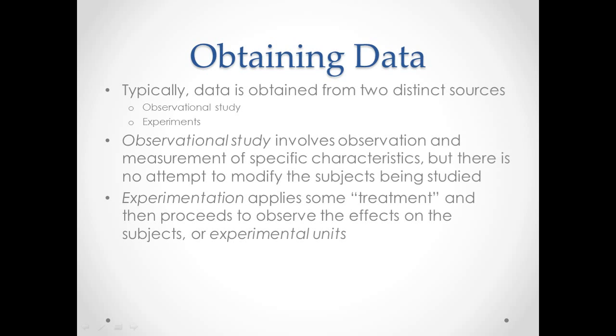The experimentation process applies some sort of treatment and then proceeds to observe any effects on the subjects, or what we call experimental units. Typically, with experimentation, you'll have two groups. You'll have a treatment group and you'll have a placebo group.